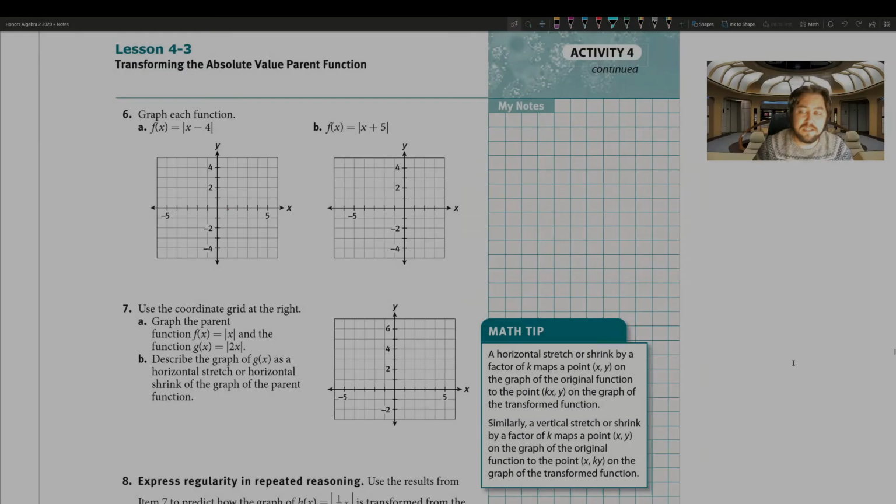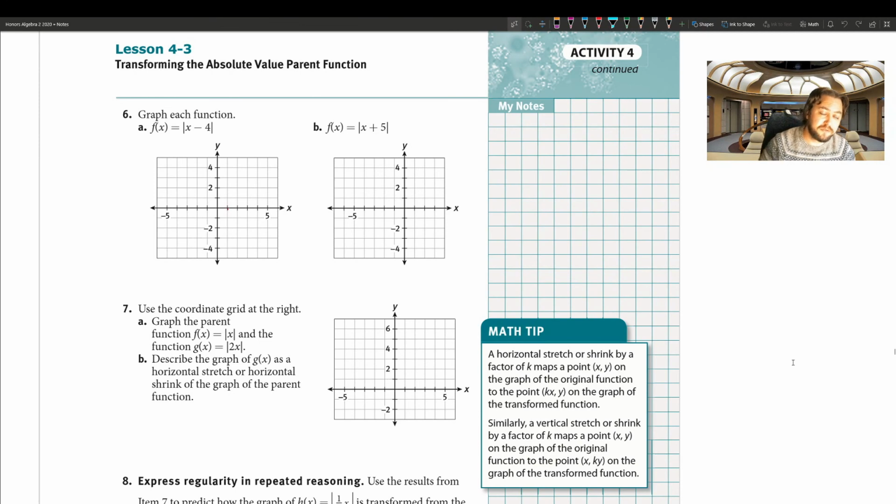Okay. So what we're going to do next is talk about the horizontal shift. I go by the principle here that insiders lie. And basically what that means is that whatever is inside this absolute value bar, we're going to go the opposite direction than it looks like. So for this one, it says -4, and you would think that means left 4, but it really means right 4. So I'm going to go ahead and plot that 1, 2, 3, 4 over.